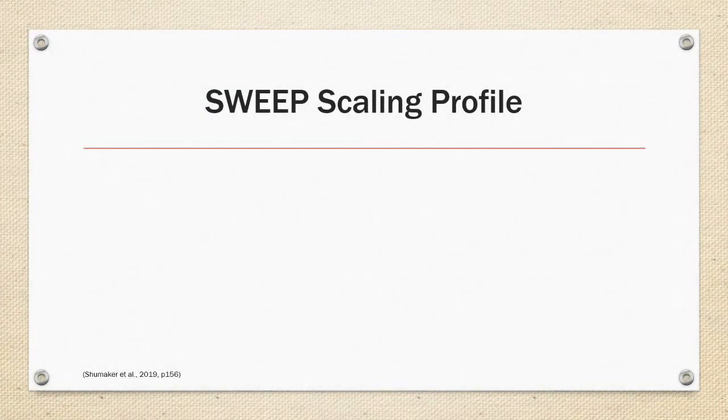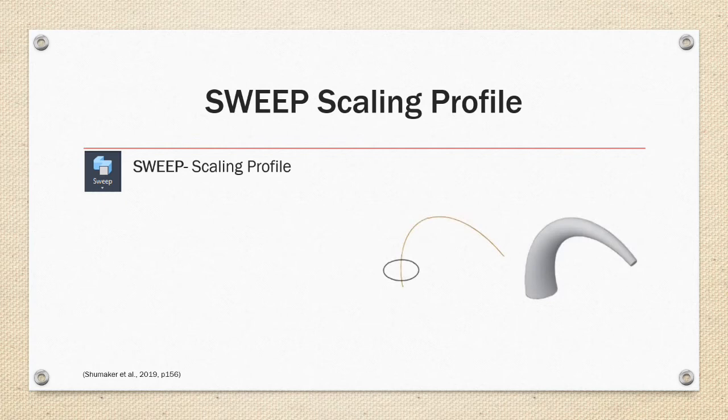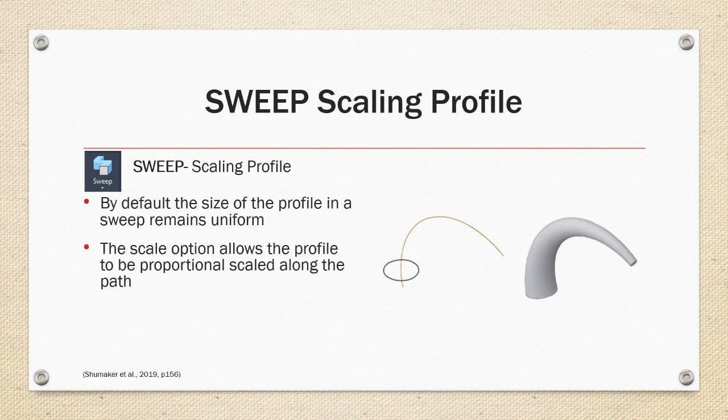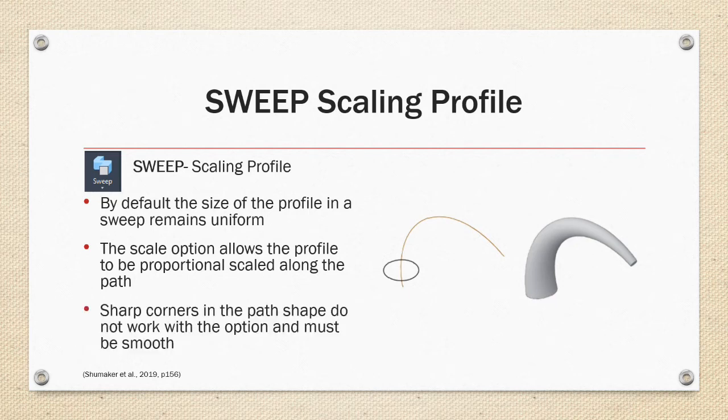Sweep scaling profile. The sweep command in AutoCAD also allows for the option to scale the profile shape as it travels along the path, as shown on the image to the right. By default, the size of the profile in the sweep remains uniform. The scale option allows the profile to be proportionally scaled along the path. Sharp corners in the path shape do not work with this option and must be smooth. Now let's go to AutoCAD and see how scaling a profile is applied using the sweep command.